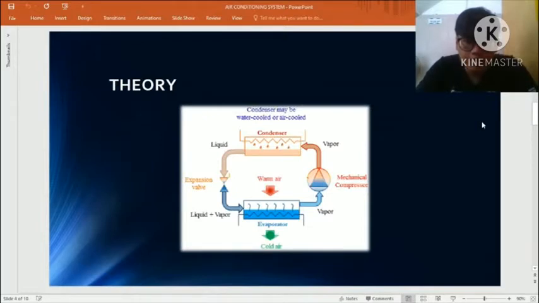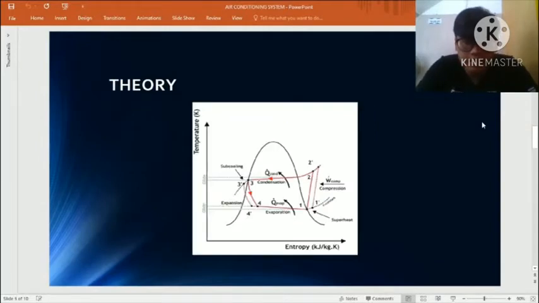So as you can see, this is the diagram of the refrigeration cycle. And next is the TS diagram of the refrigeration cycle, where from 1 to 2 is an isentropic compression, and from 2 to 3 is a constant pressure heat rejection in the condenser. From 3 to 4 is throttling in an expansion valve. And lastly, from 4 back to 1 is a constant pressure heat addition in the evaporator.